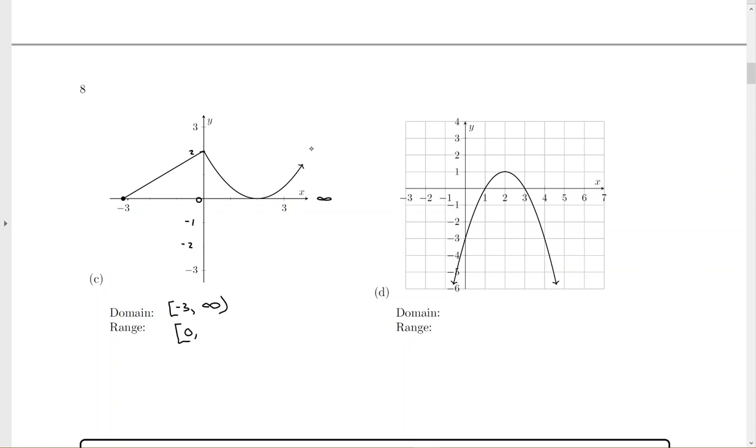Oh, but wait, there's an arrow. So this means it keeps on going up. So not just at 2, because we still have graph here at 3. And in fact, this is still going to keep on going up to positive infinity.